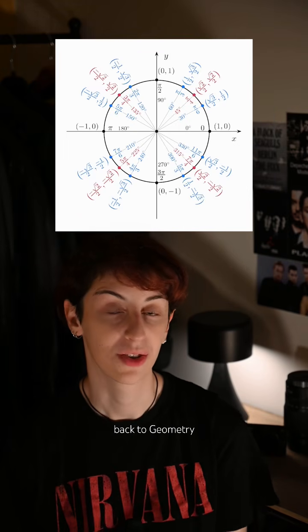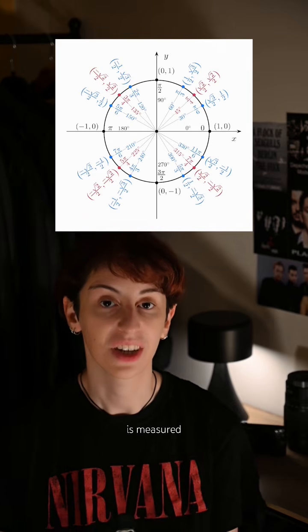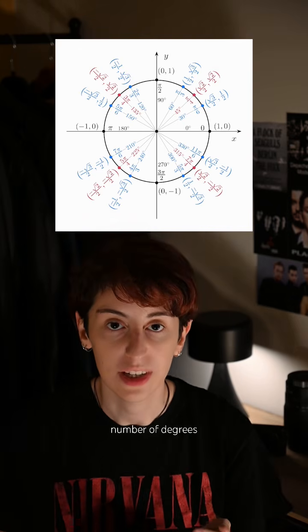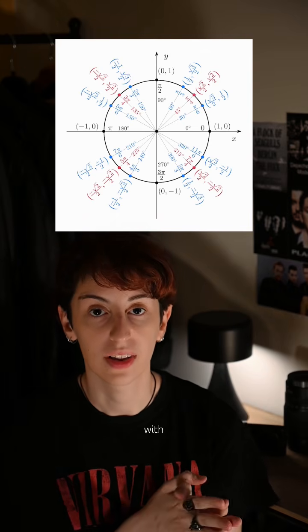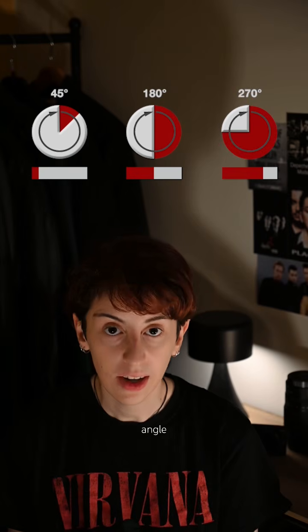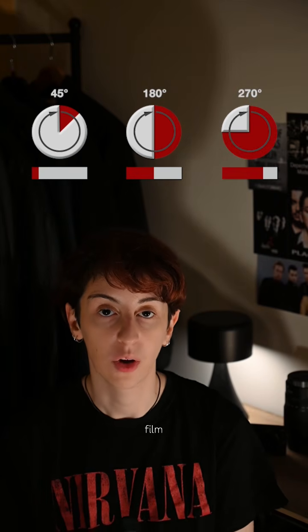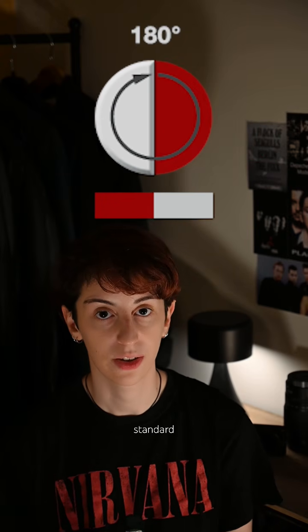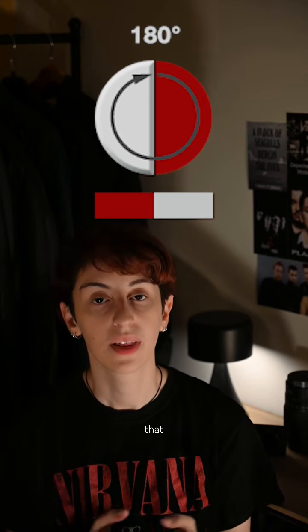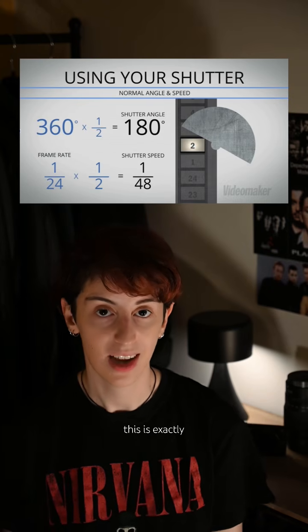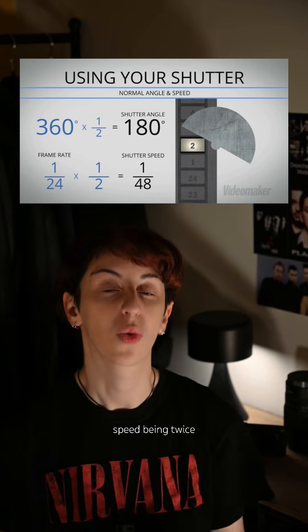This all goes back to geometry. A circle is measured in degrees, and the number of degrees in a circle corresponds with an angle. That particular angle corresponds to how long the shutter is left open in film cameras. For example, 180 degrees is the cinematic standard. For motion blur, it keeps the frame open for half of the time that the frame is in the gate. This is exactly what we would consider the shutter speed being twice the frame rate.